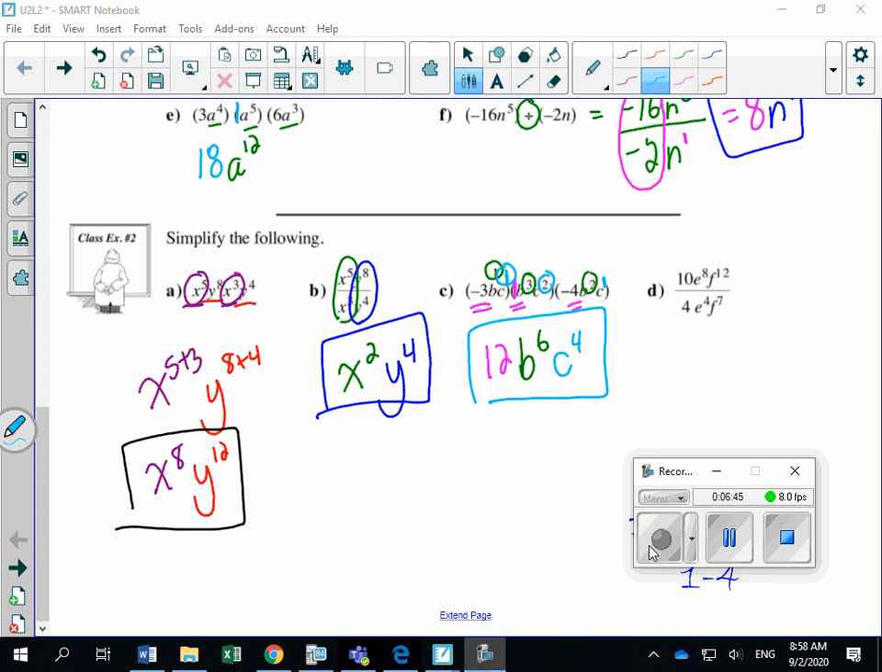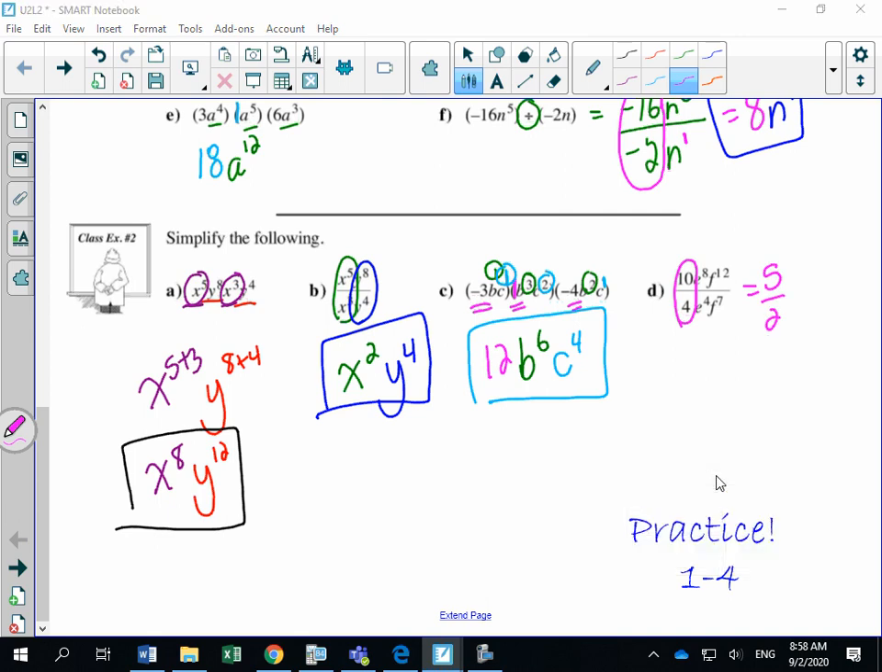Okay, so for D, what you need to do is deal with the coefficients first. So 10 divided by 4, if you were to reduce that, you would get 5 over 2. Then let's deal with the e's, and this is quotient law. So I'm going to subtract 8 minus 4 to give me e to the 4. And I'm going to do the same with my f's, right? I'm going to subtract 12 minus 7 to give me f to the 5, and I would be done that. I want you to do these 4 questions in the homework. So do questions 1 to 4, and then you can watch part 2.